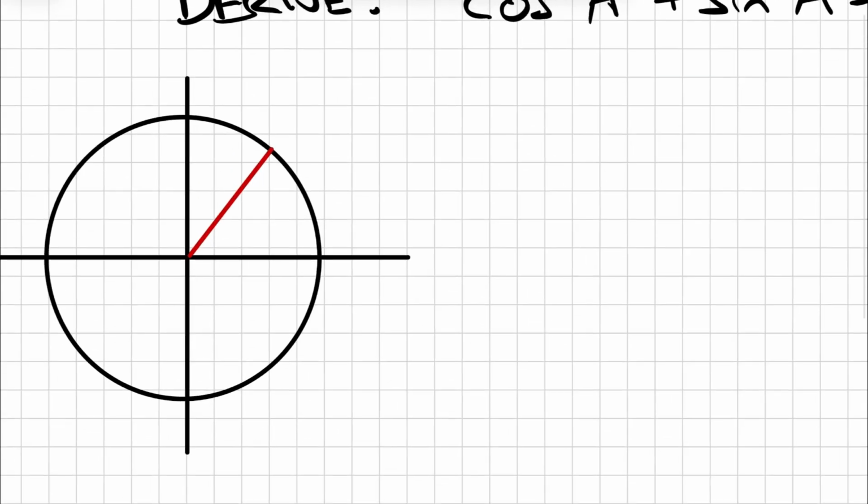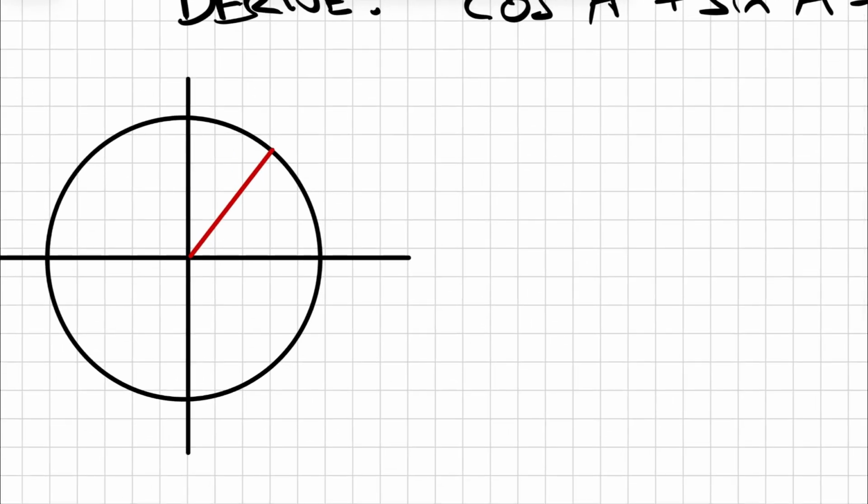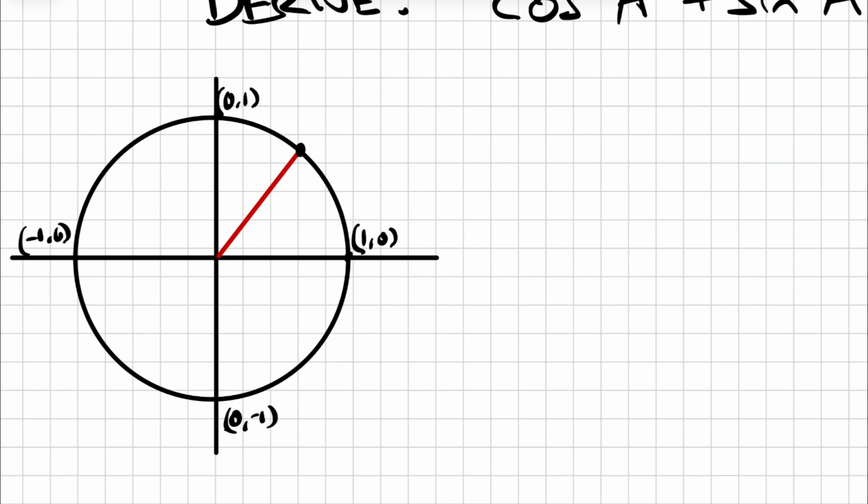Now, let's just consider a point on this circle. This circle has the following coordinates. This point is going to be (1, 0), (0, 1) up here, and so on going around the circle. Now, if this is the angle A in here, then we can describe this point by making a little right angle triangle. If the hypotenuse has a length of 1, we call this side the adjacent and this side the opposite.